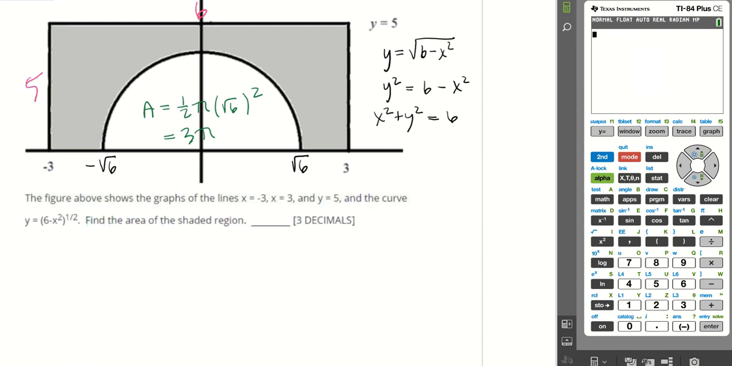And so as a result, my area is going to be 6 times 5 is 30 minus 3 pi. And let's do this with the calculator. And I get 20.575.